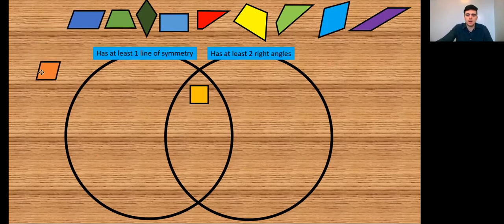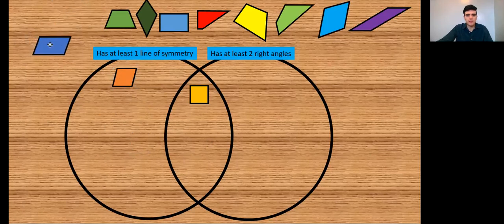So, looking at a rhombus, does it have at least one line of symmetry? Yes, we just talked about that. It's got 2 right from the corners, so it's going to go somewhere in the circle as well. Does it have at least 2 right angles? Now, a rhombus doesn't have any right angles. Remember, the square didn't fit in any corners, so it's going to go in this circle, but not in the center. We can put it over here somewhere. I'm going to continue to sort these.